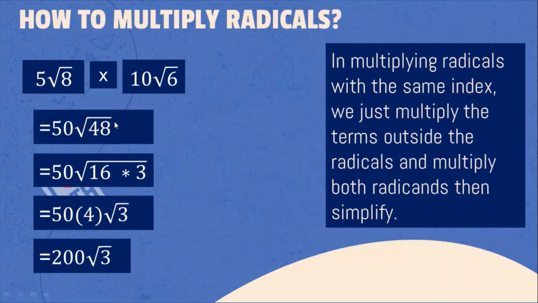We need to look for the factors of 48, and one of the factors must be a perfect square. That is 16 times 3. 16 times 3 is 48, and the square root of 16 can be simplified to 4. 4 times 50 is 200, the square root of 3.